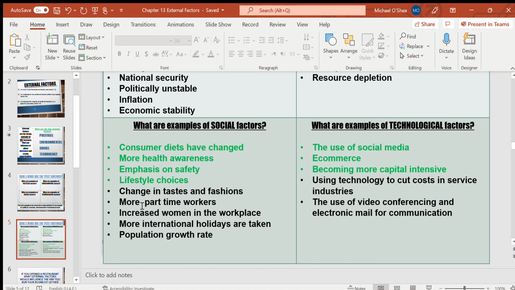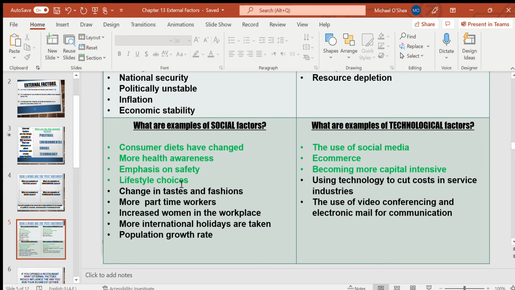These are generally just the external, so your population and their preferences. So emphasis on safety, emphasis on social distancing. If you're running maybe a gym or fitness classes, there's a bigger emphasis on social distancing now. And because of people's awareness of that, you would have to have maybe a reduced amount of people that could attend your classes. Lifestyle choice, people are a lot healthier, making healthier decisions.